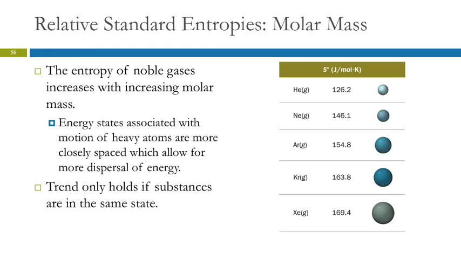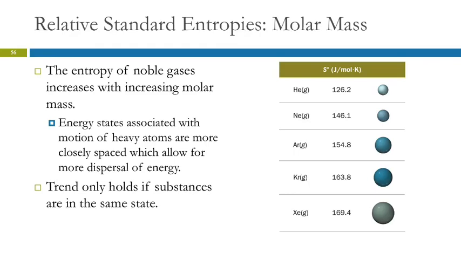We see a relationship between standard entropy and molar mass. The entropy for the noble gases increases with increasing molar mass. Why is this? The energy states that are associated with the motion of heavy atoms are more closely spaced, and so that allows for more dispersal of energy because the different places to put them are closer in energy. A trend like this only holds if all of those substances are in the same state.